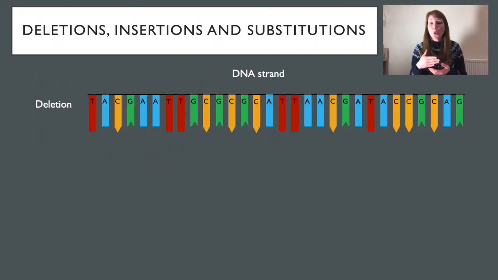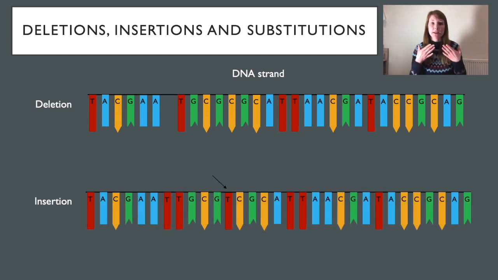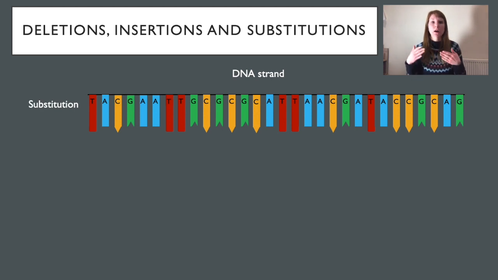So what happens when things go wrong? Imagine if there was a mistake in the DNA. This could be a deletion, an insertion, or a substitution. A deletion is when one base or more than one base is deleted. An insertion is when one or more bases are incorrectly inserted into the DNA sequence. And a substitution is when one or more bases are substituted for another.